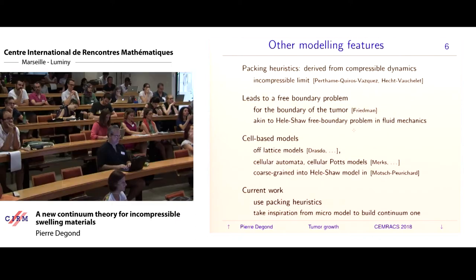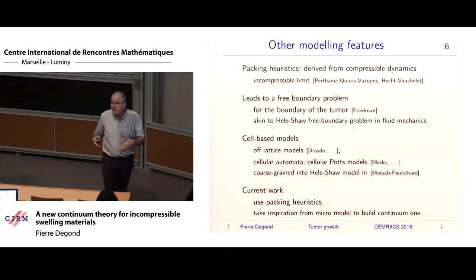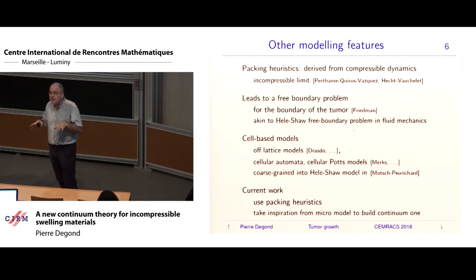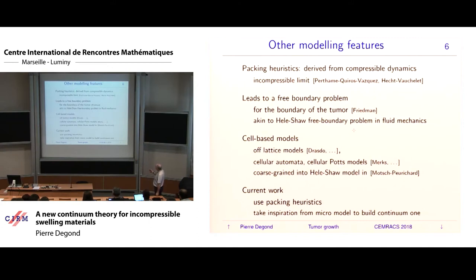Of course, there has been a lot of work done on the question, also on the mathematical side. For instance, the packing heuristics, saying that the cells are at the packing density, can be seen as an approximation of an almost incompressible medium, but slightly compressible. So you could start from a compressible model and pass to the incompressible limit. And this is what has been done by Benoit and his co-workers, starting from models for basically porous media equations, going to the incompressible limit and getting the packing heuristics. This actually gives rise to a modeling of the boundary of the tumor, so basically a geometric motion. It leads to a free boundary problem.